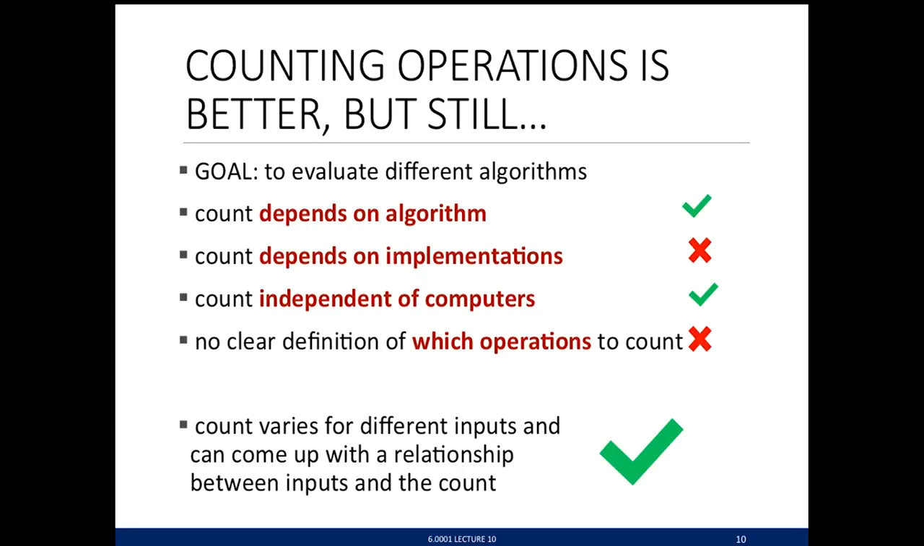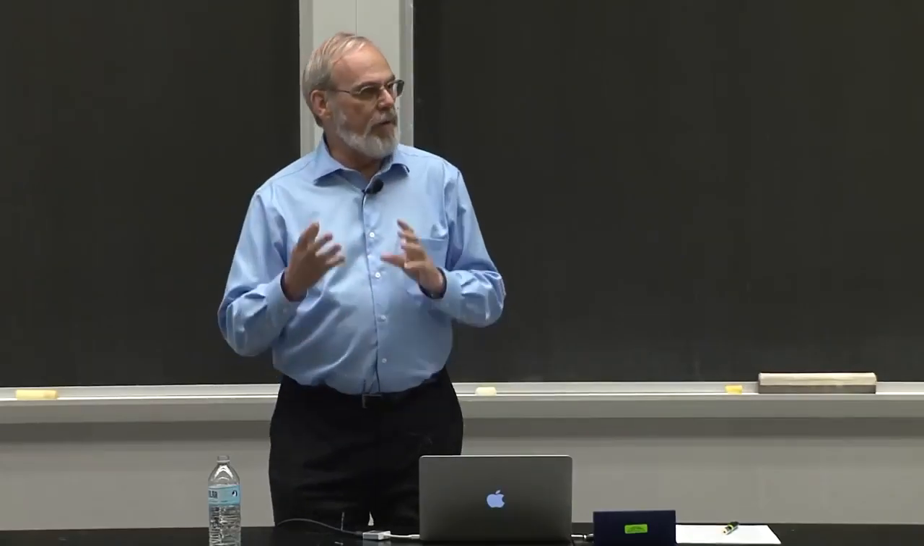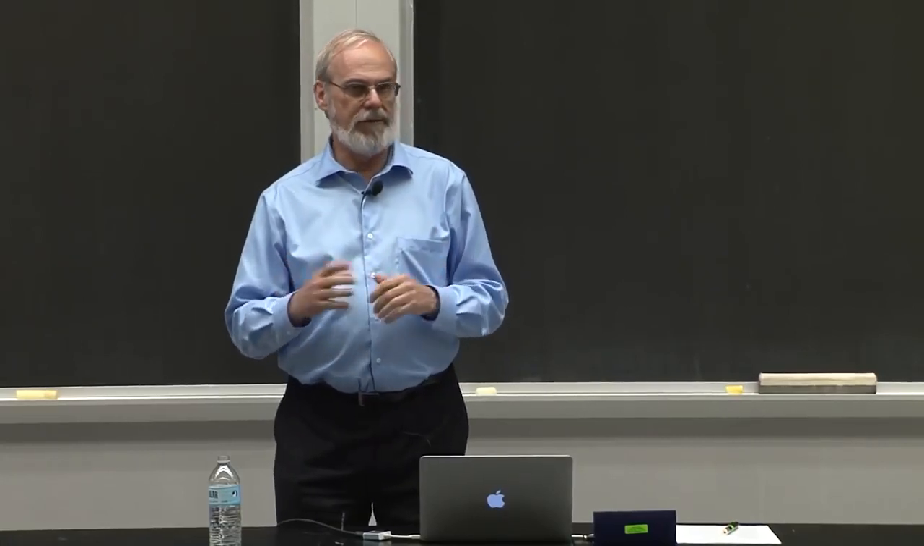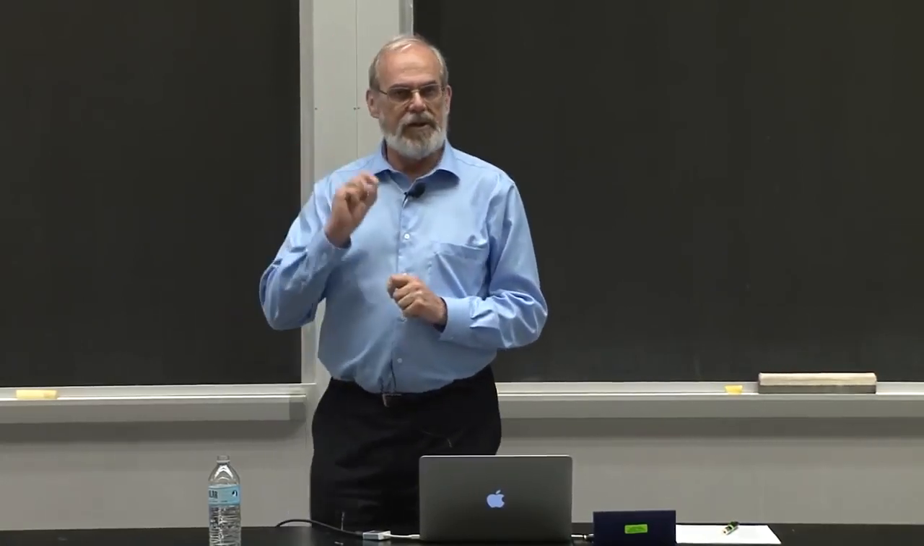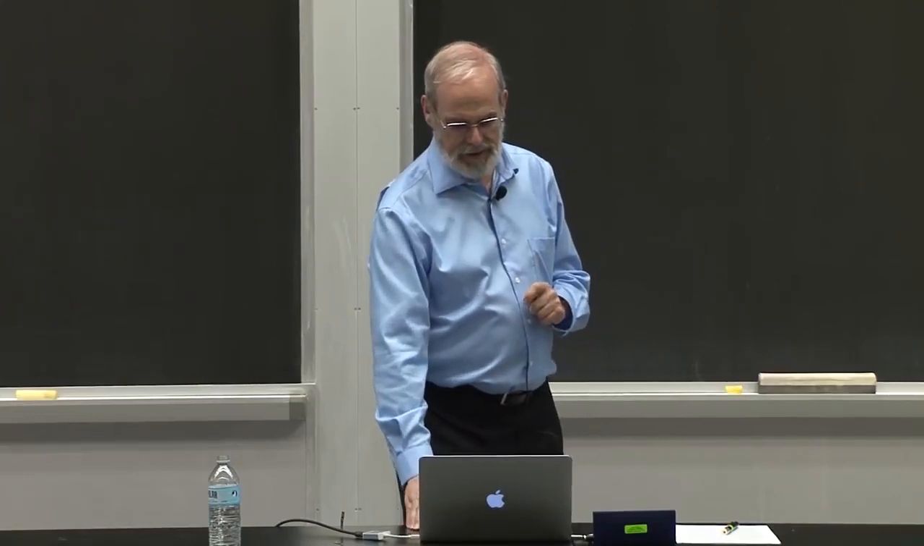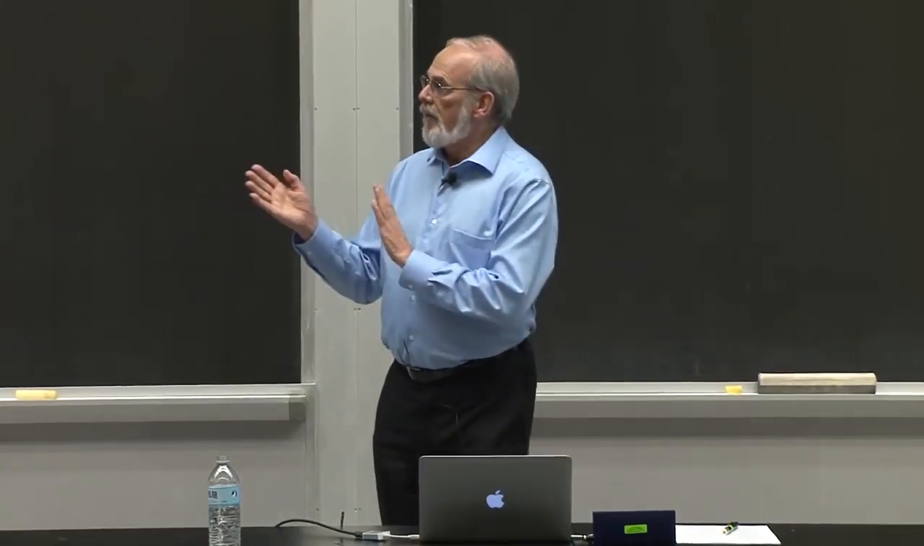It's certainly, that count varies for different inputs, and we can use it to come up with a relationship between the inputs and the count. And for the most part, it reflects the algorithm, not the implementation. But it's still got that last piece left there, so I need to get rid of the last piece. So what can we say here?